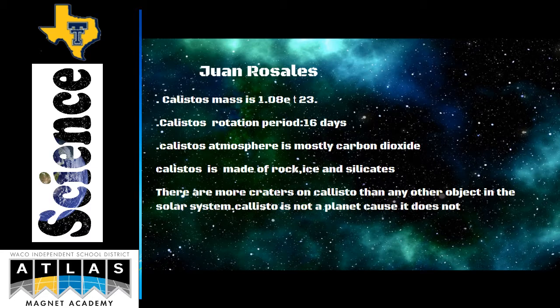Callisto's mass is 1.08 E plus the 23 power. Callisto's rotation period is 16 days. Callisto's atmosphere is mostly carbon dioxide. Callisto is made of rock and ice and silicates. There are more craters on Callisto than any other object in the solar system. Callisto is not a planet because it does not orbit the sun.